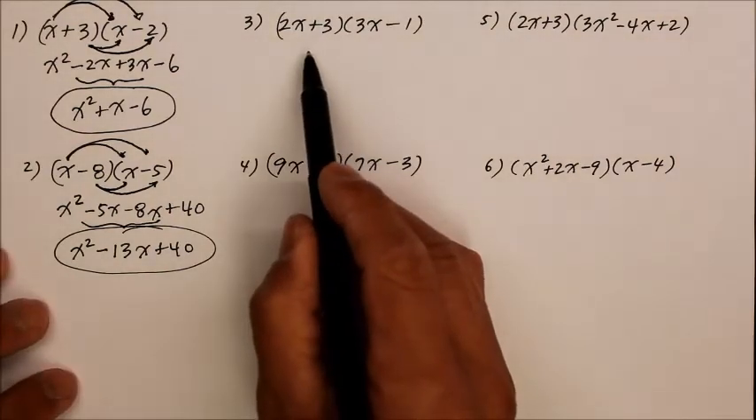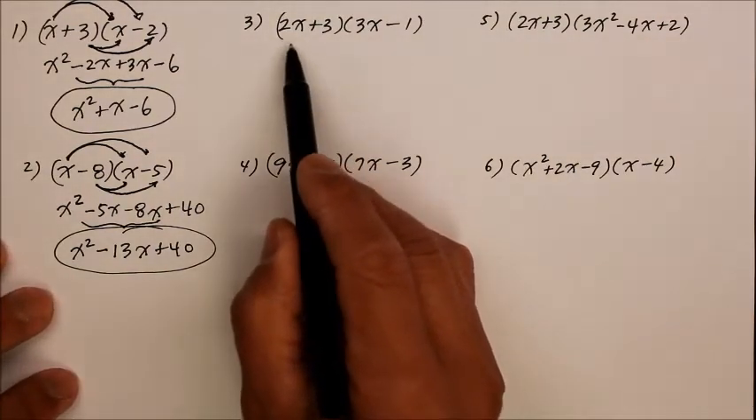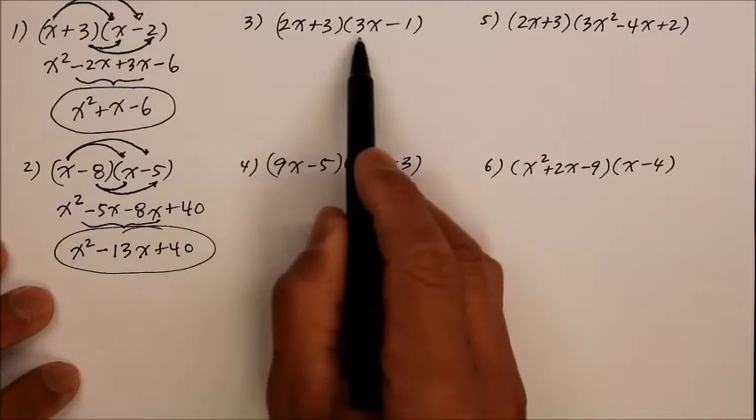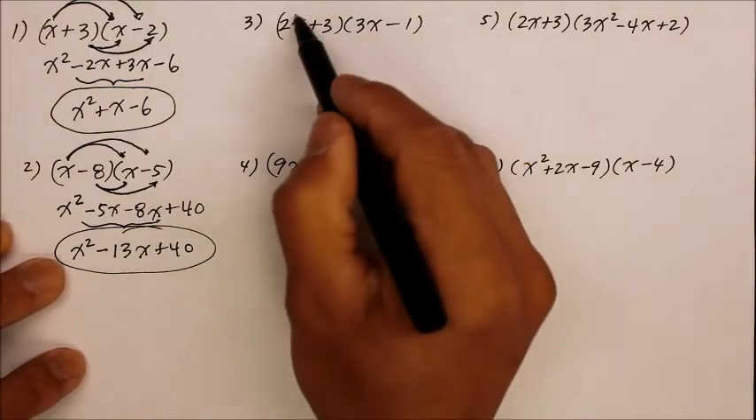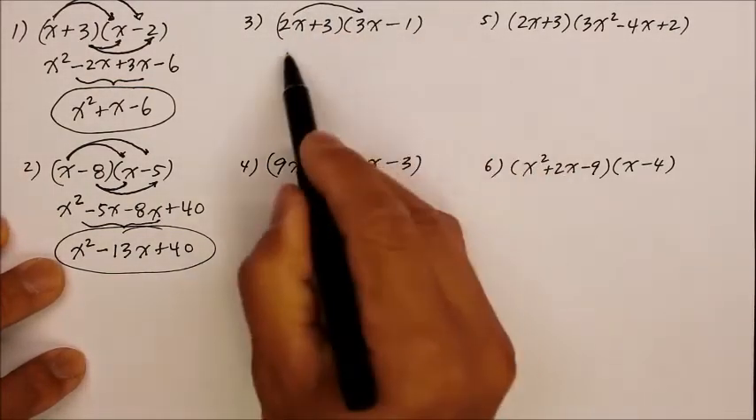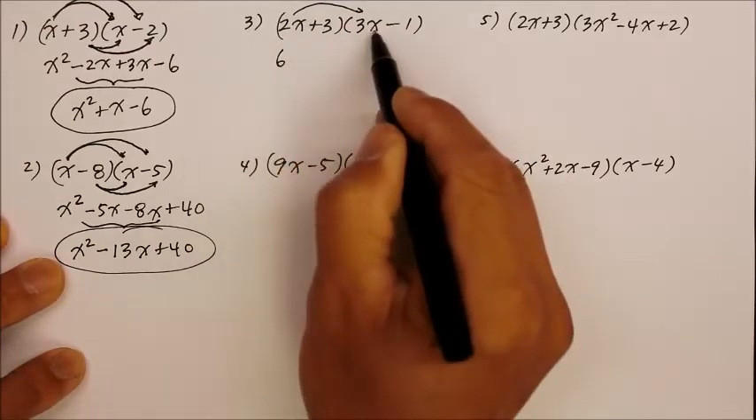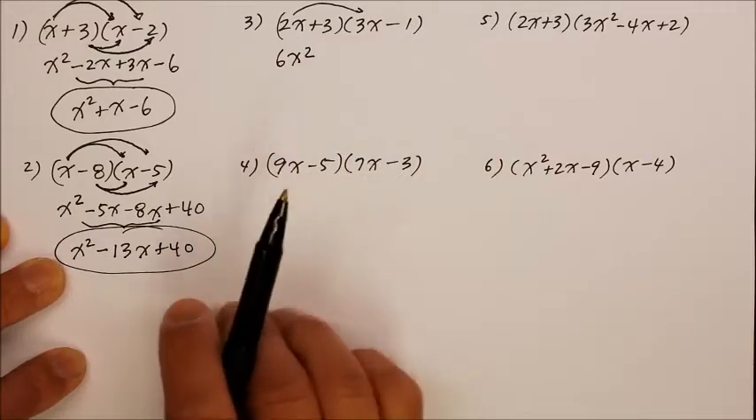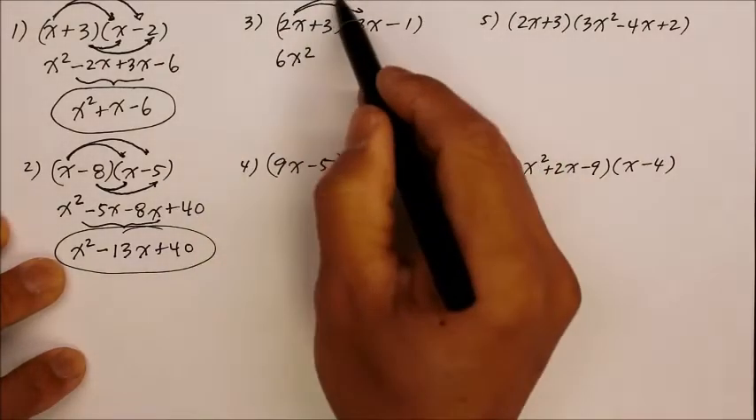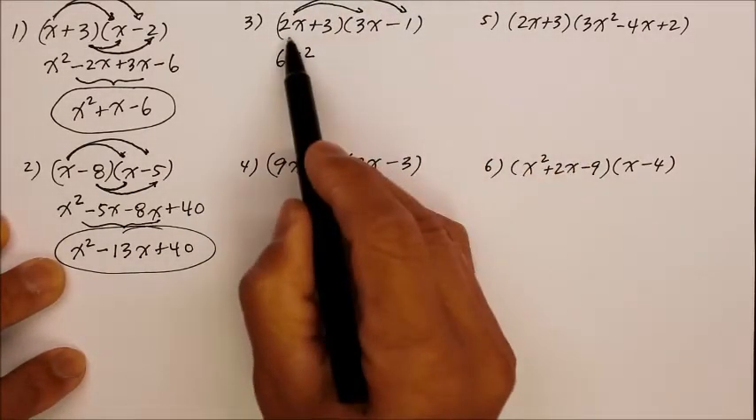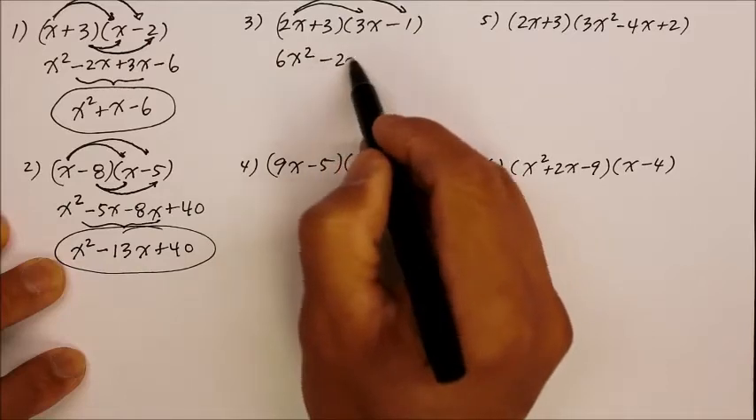Same story, but this time we have a coefficient other than a 1 for each of the binomials. So I'll demonstrate this one. 2x times 3x, 2 times 3 coefficient is 6. X times x is x squared. 2x times -1 is -2x.